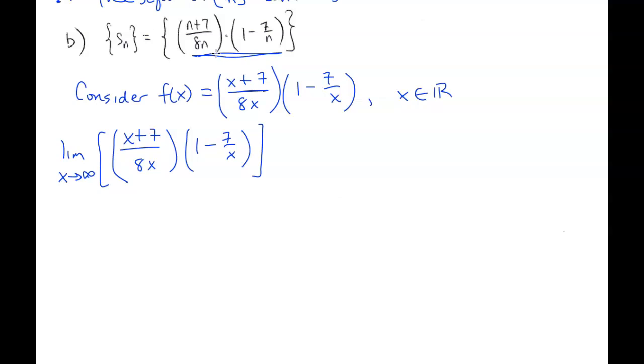Okay. All right, so to be able to evaluate the limit of this particular function, what I'm going to do is just separate this into two separate limits using my limit laws.